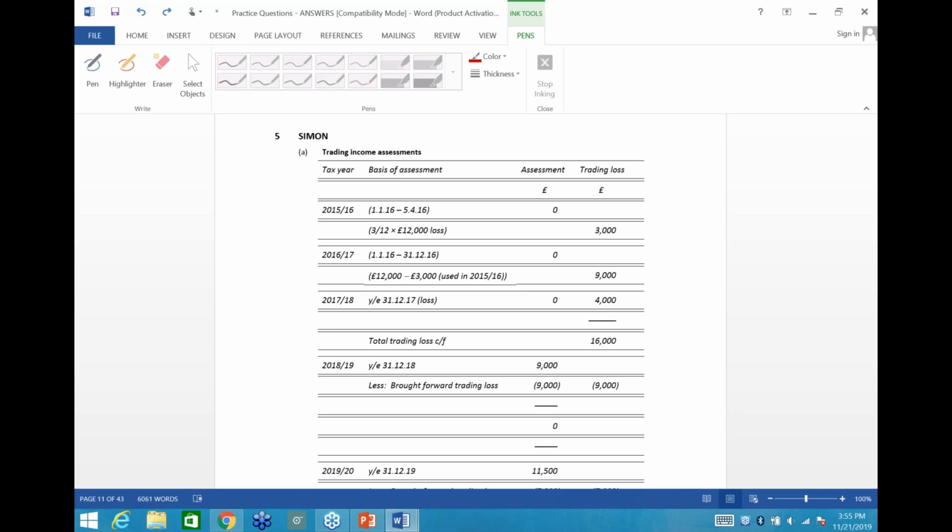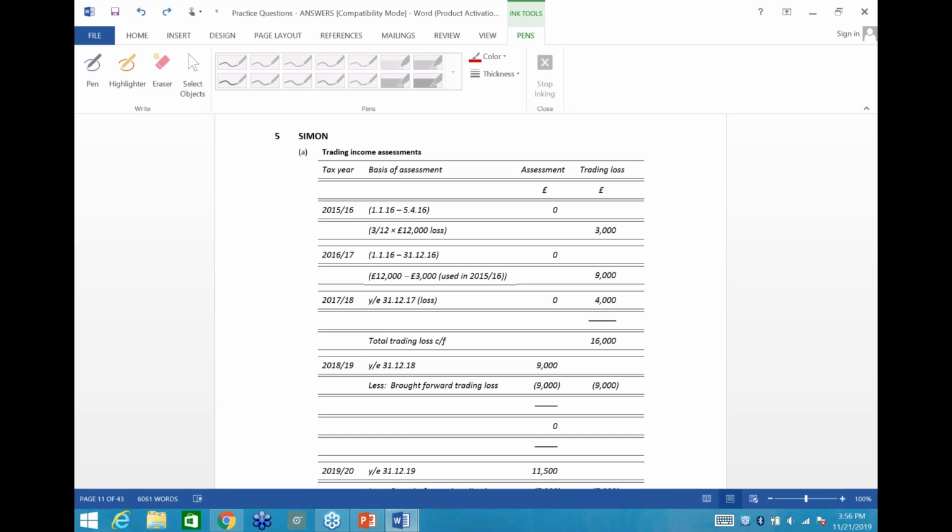For an ongoing business, we use something called current year basis. There, what we have to look at is whether there is a period of account ending in the tax year, and then if that period of account is for 12 months, the whole profit must be taxed in the relevant tax year. But if it is a newly started business, we have something called opening year rules.